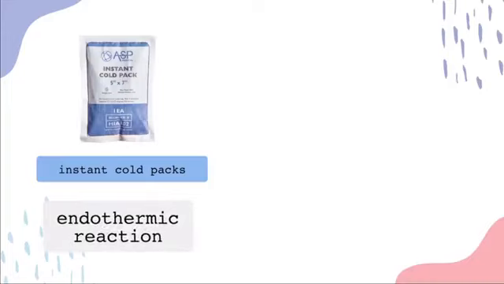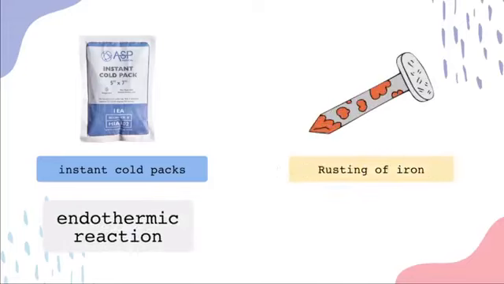After that, we have rusting. Rusting of iron happens when iron reacts with oxygen. The reaction will produce iron oxide. Formation of iron oxide requires a release of heat energy. So, rusting of iron is an exothermic reaction.